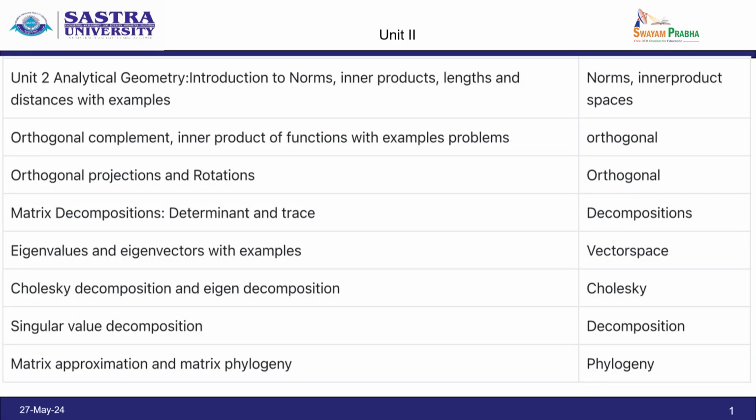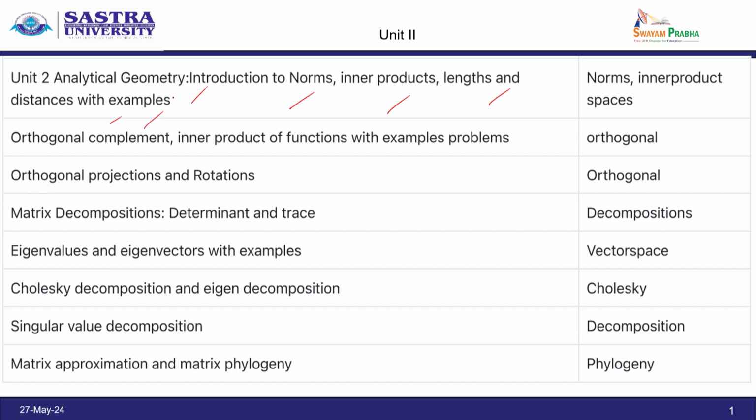Now let us start with Unit 2. So far we discussed the fundamental idea of matrices, linear systems of equations, and transformations. Now let us go with Unit 2. The main topic we are going to cover is analytical geometry. It has subdivisions: introduction to norms, inner product, length and distances with examples.